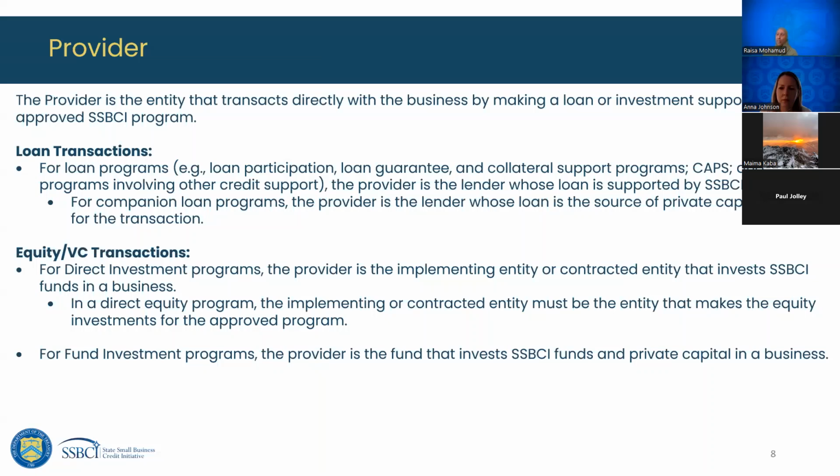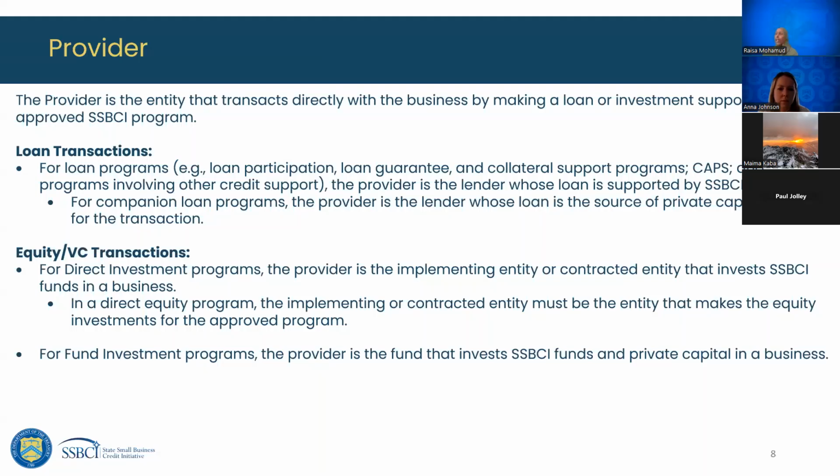We just want to make sure that we run through some of these to make sure that you are aligning the appropriate provider type with the transaction types. I won't go into detail here, but just make sure you know for a companion loan transaction that the provider is a lender whose loan is a source of private capital at risk. That's where we see some of the deviation from the provider types.